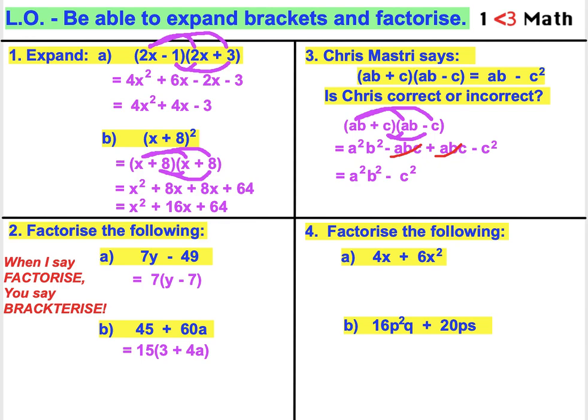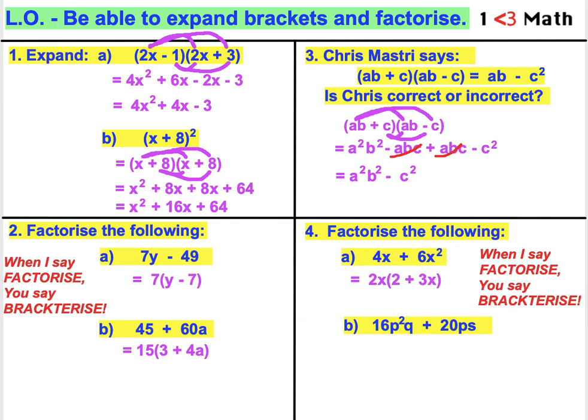Finally, number 4, back to factorising. We've got to factorise the following. Part A, everybody likes a good part A. We've got 4x plus 6x squared. So again, when I say factorise, you say brackterise, and we're looking for brackets. So now we've got to look at the highest common factor of the numbers first of all. The highest common factor of 4 and 6 is 2, but also this time each term has an x. So we can also take the x out. So we're going to take out 2x from both of those terms.